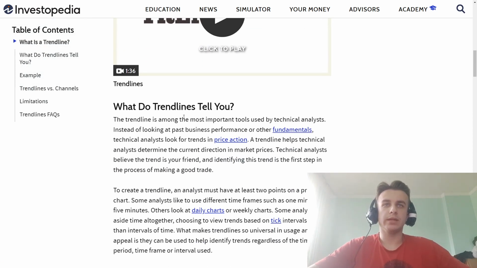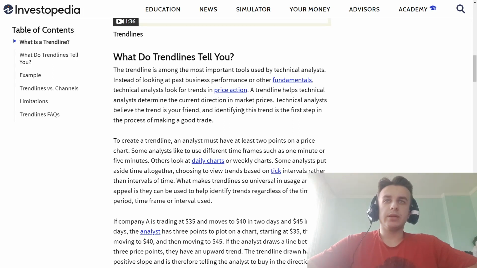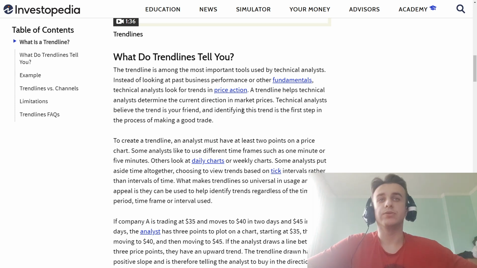What do trend lines tell you? The trend line is among the most important tools used by the technical analyst, instead of looking at past business performance or other fundamentals. Technical analysts look for trends in price action, and a trend line helps them determine the current direction in market price. Technical analysts believe the trend is your friend and defining it is the first step in the process of making a good trade.